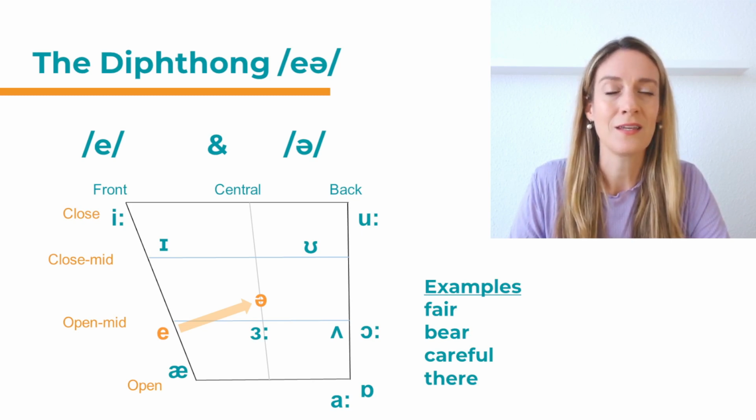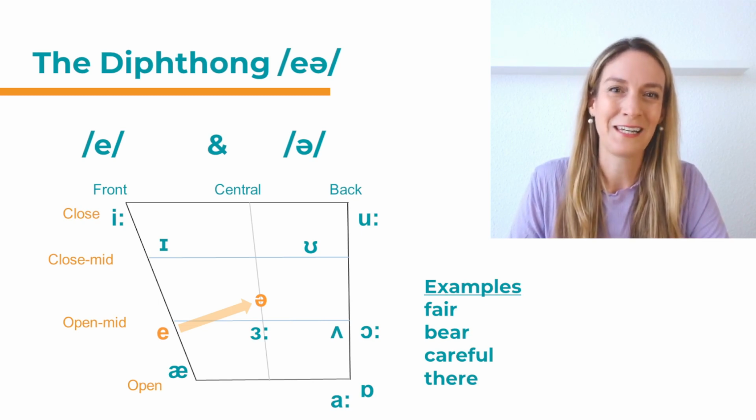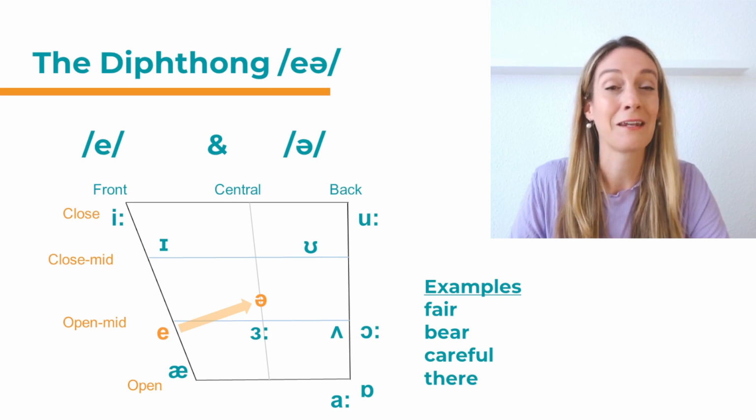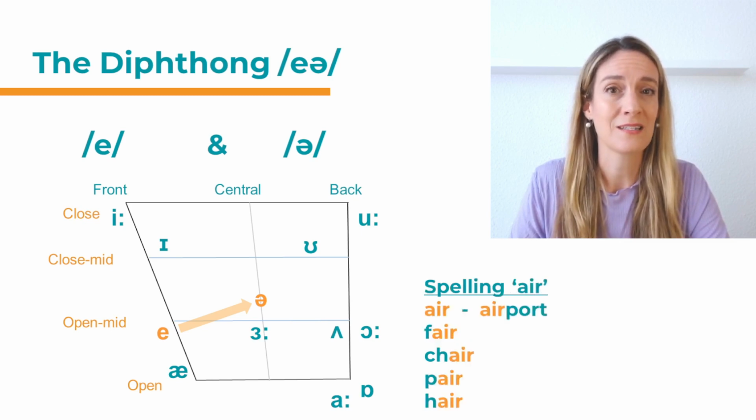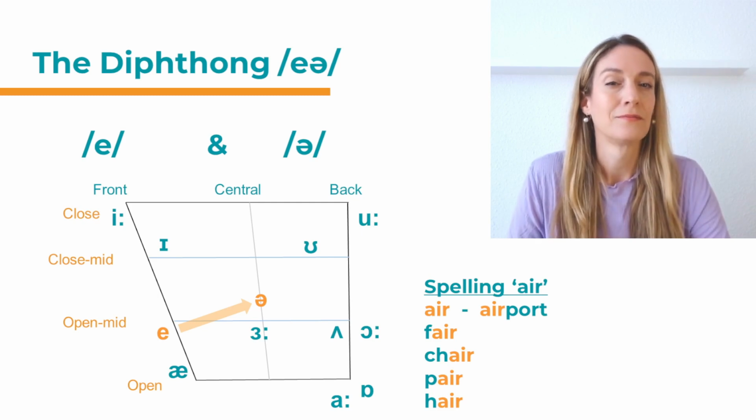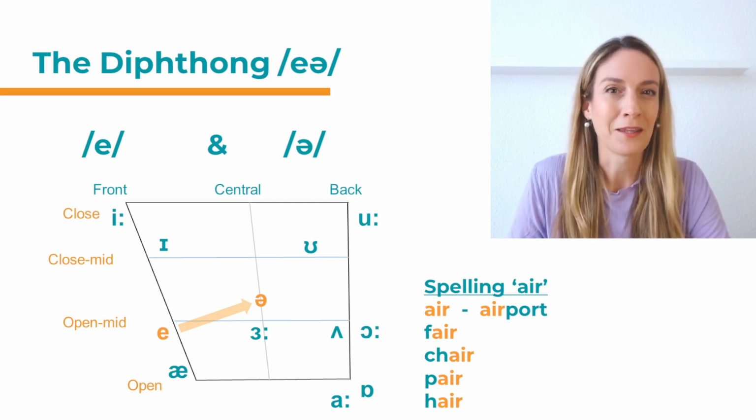But as you can see, there are many different spelling patterns. Again, unfortunately, you can spell the diphthong air in many different ways. Let's have a look at some spelling patterns. The first one is the spelling pattern A-I-R, and that actually is a word in itself. Air, the air that we breathe. And of course, we can form other words with the word air, such as airport.